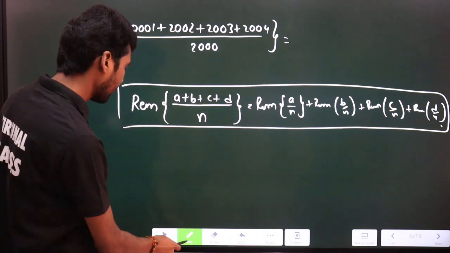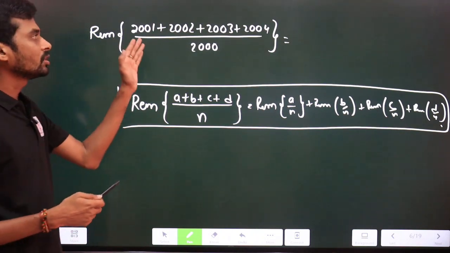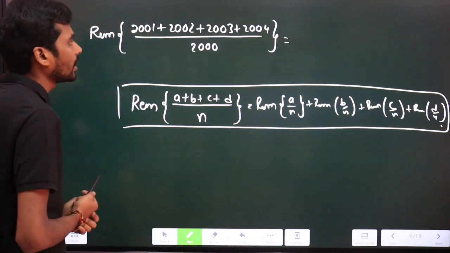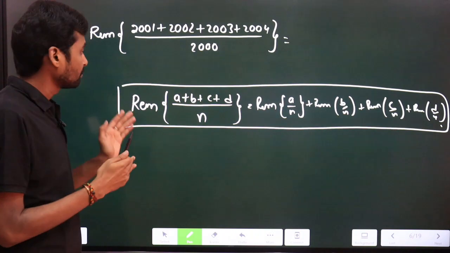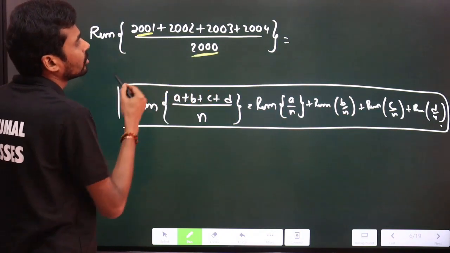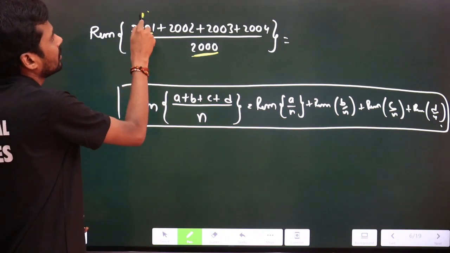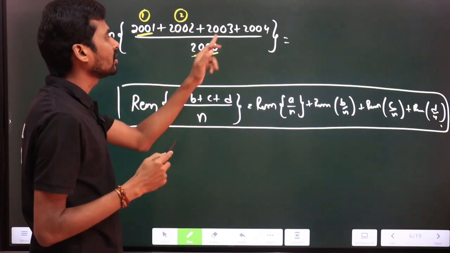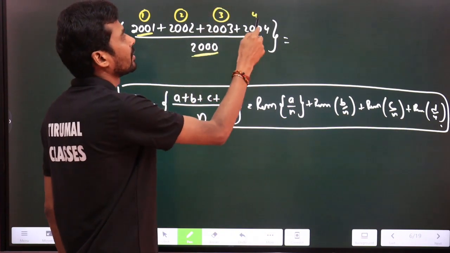So suppose you take this example: what is the remainder when 2001 plus 2002 plus 2003 plus 2004 is divided by 2000? Instead of adding each and every number, you can split all the numbers. First take 2001 divided by 2000. What is the remainder? 1 is the remainder, right? Next, 2002 by 2000 means 2 is the remainder. 2003 by 2000 means 3 is the remainder. 2004 by 2000 means 4 is the remainder.